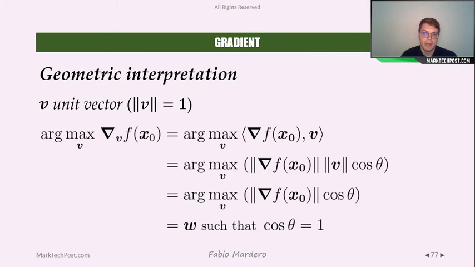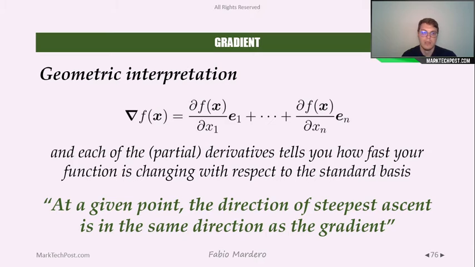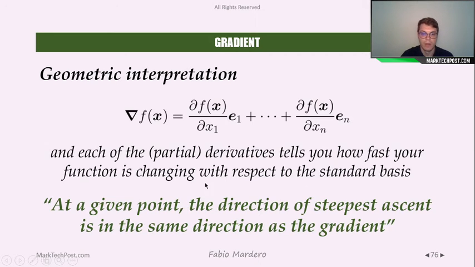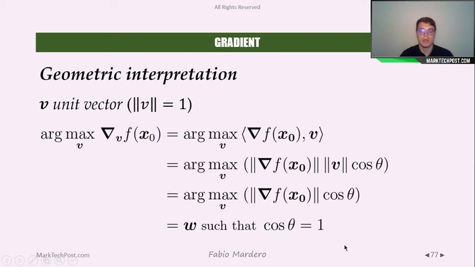So again, we have proved that at a given point, the direction of the steepest ascent that we want to find in v is the same direction as the gradient. Why? Because the cosine between the steepest ascent and the gradient leads us to the cosine of that angle equal to 1. The two are overlapping.